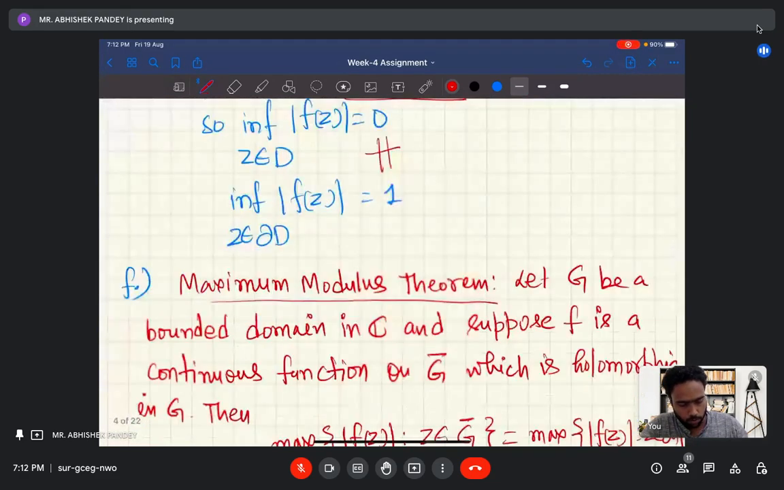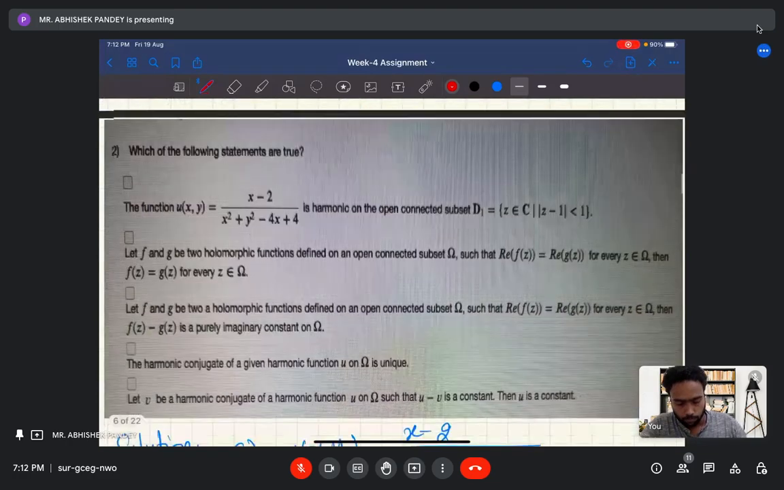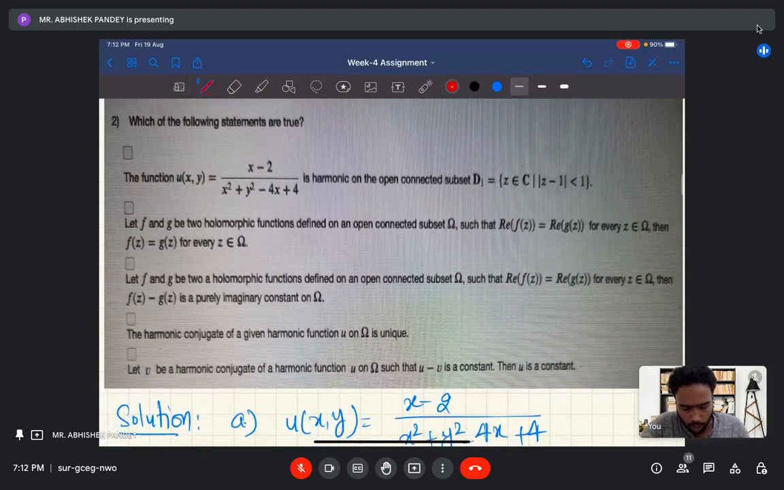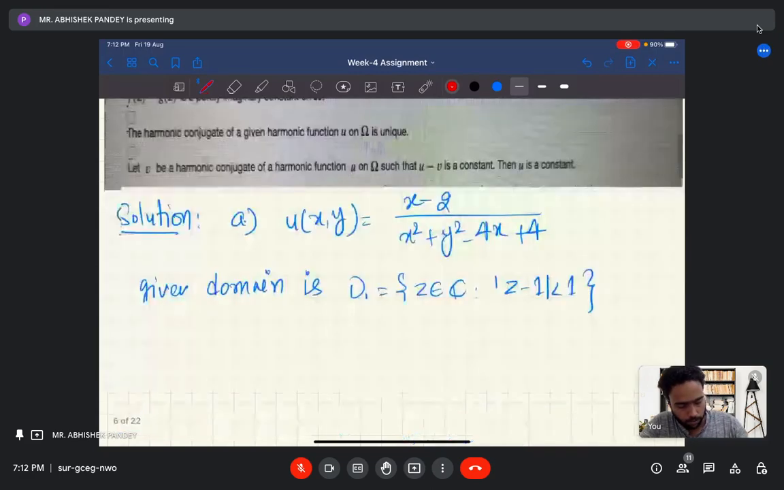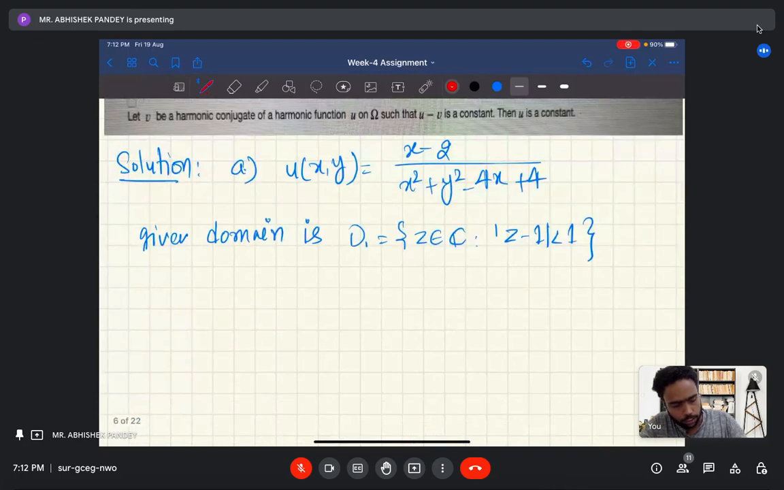Now let us move towards the second question. The second question is on harmonic functions. The first part is: let u(x,y) be this. We need to check whether it is harmonic on this D1, which is a disk centered at 1 of radius 1. So let us check this one. We observe that u(x,y) can be rewritten like this: (x minus 2) whole square plus y square.